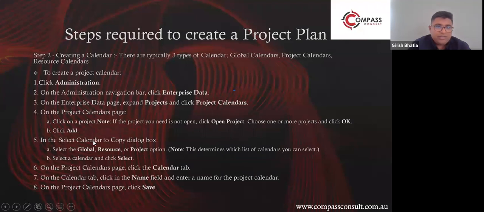All right. So the second step after you create a project is going to be creating a calendar. Calendars are of three types. You've got global calendars, project calendars, and resource calendars. I'll give you a brief overview of each. Basically, the global calendars are not very specific to your project. These are the calendars which are embedded in Primavera. Primavera comes with all these global calendars.